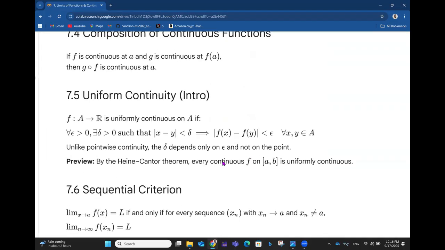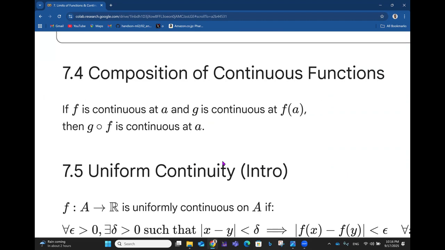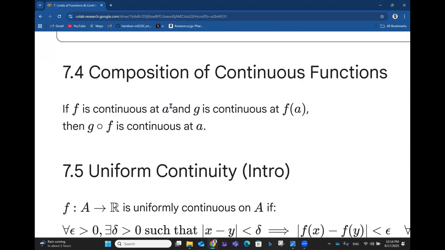So the next thing now, let's talk about composition of continuous functions. If f is continuous at a, right, and g is continuous at f of a, then g of f is continuous at a.